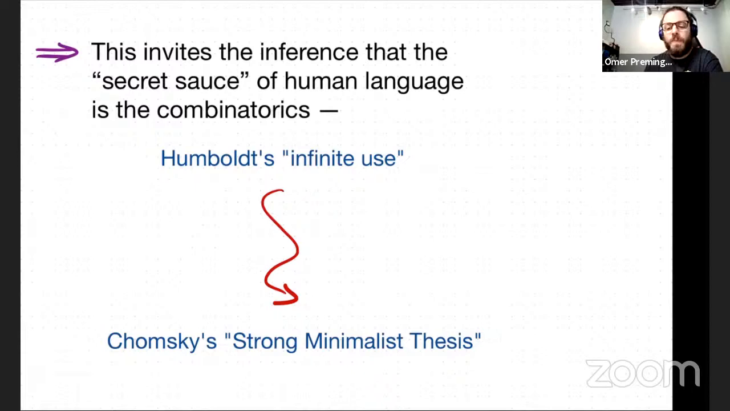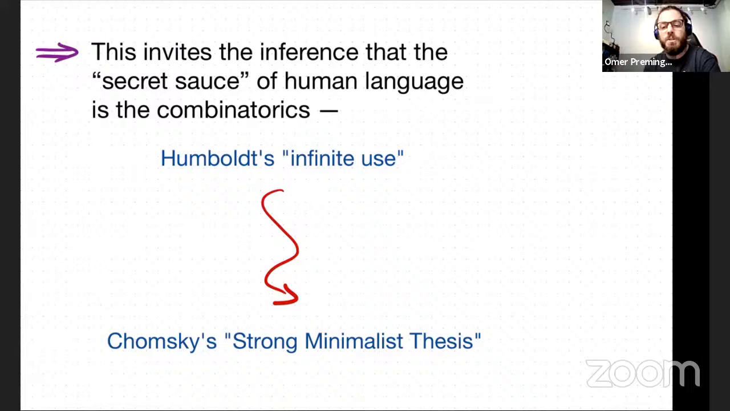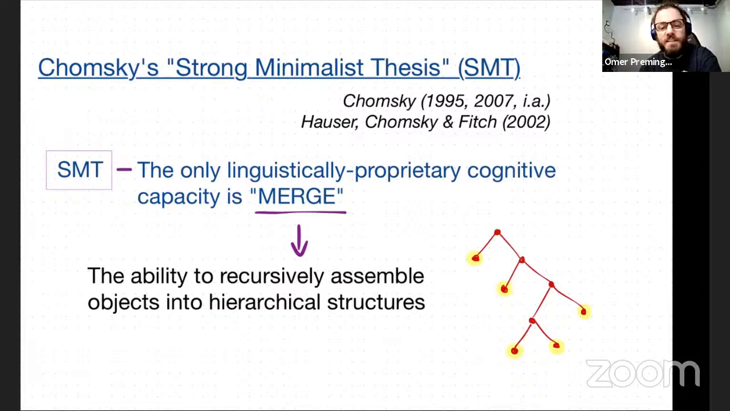And what I want to do next is draw a connection between that idea and Chomsky's more recent hypothesis, known by the name of the strong minimalist thesis. I'll explain what I take the content of that hypothesis to be in a moment. The strong minimalist thesis, found in Chomsky's writing going back 25 years now, is that the only linguistically proprietary cognitive capacity is merge, which is the ability to recursively assemble objects into hierarchical structures of the sort you see here. That is to say, the only cognitive capacity that is special to language and not domain general, to use a term from an earlier stage of cognitive science, is this combinatoric recursive ability.